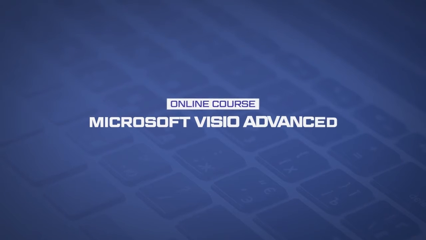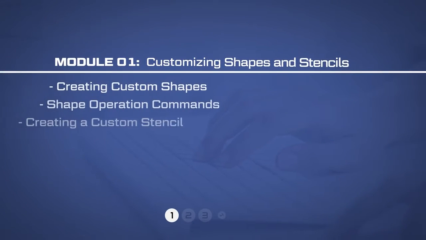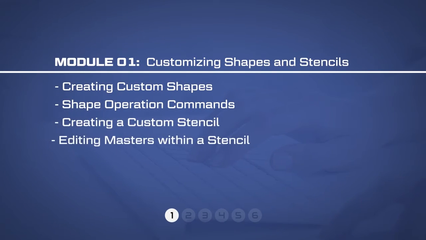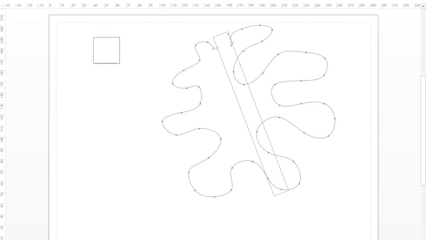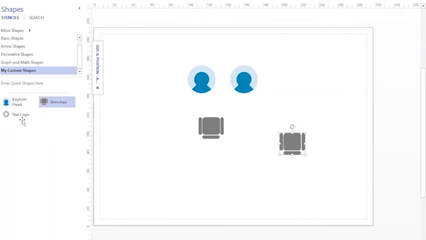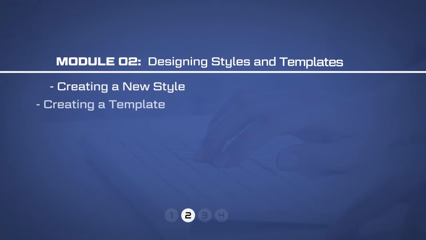Welcome to our Advanced Microsoft Visio course. Our introduction course gives you a rock-solid foundation for using Visio, and now you can take your skills to a whole new level. We start by showing you how to customize your shapes and stencils by using drawing tools and shape operation commands. And we teach you how to work better and faster by creating customized stencils and using masters within a stencil. If you're producing drawings on a regular basis, you'll want to save time.